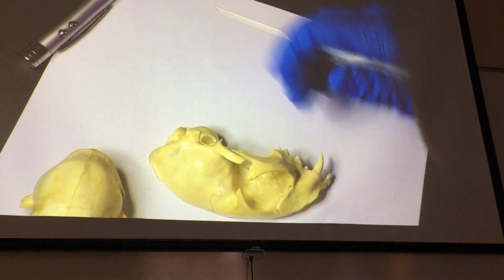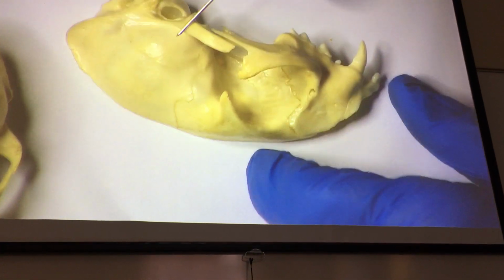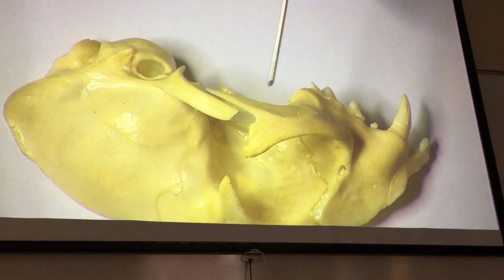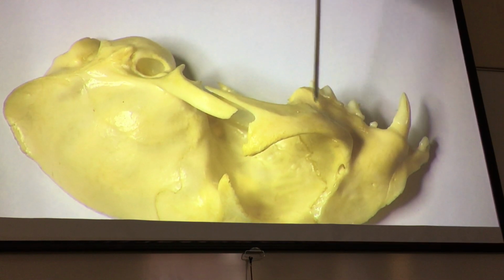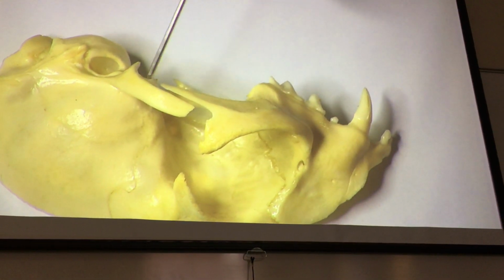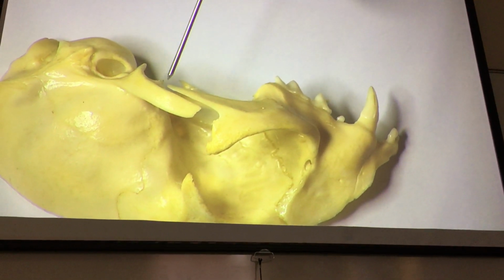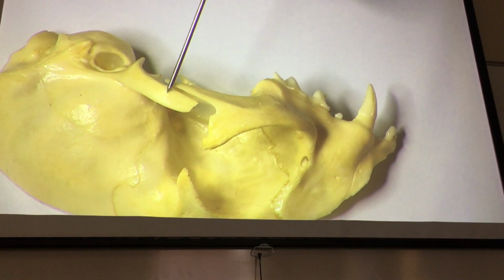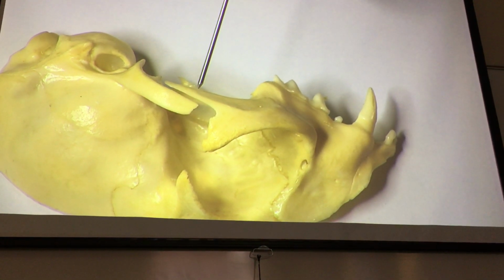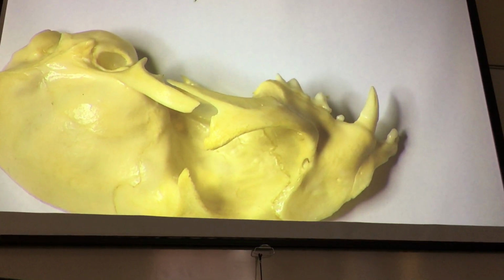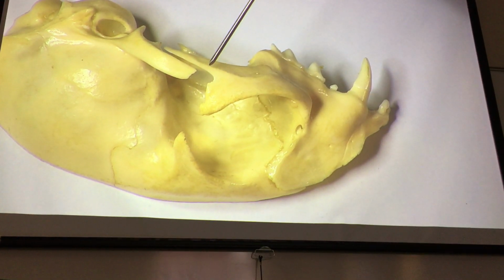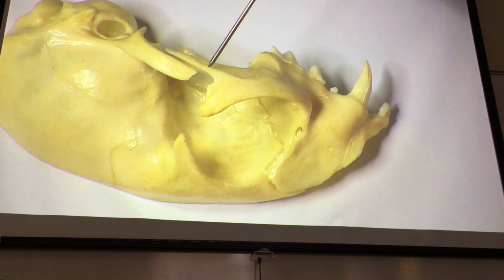Now, the squamosal sends an extension of bone forward called the zygomatic process. And another bone here called the malar sends an extension of bone posteriorly, also called zygomatic process. The two meet to give us the zygomatic arch, your cheekbones. So if on the day of the exam I put a tag here and say, name this bone, malar. If I say, name this process, zygomatic process.